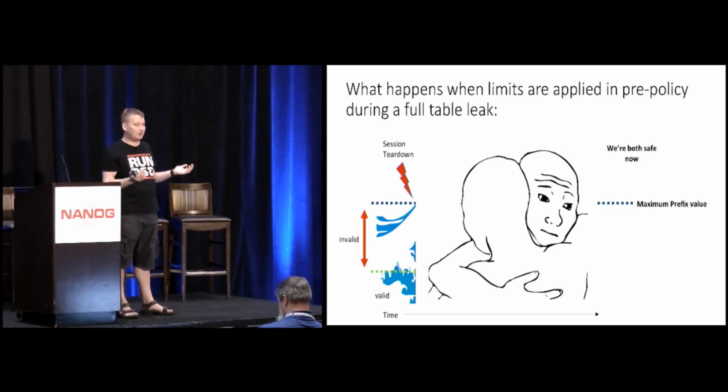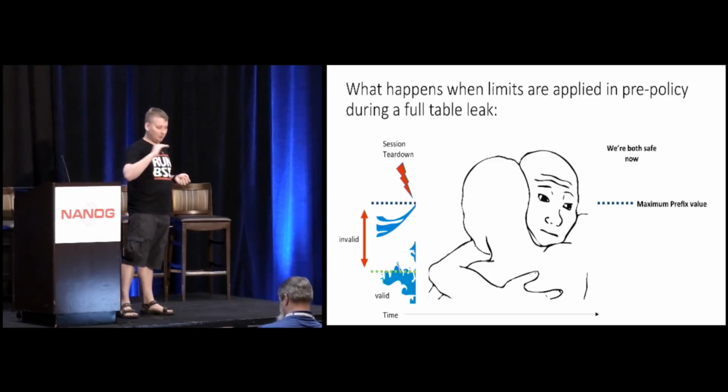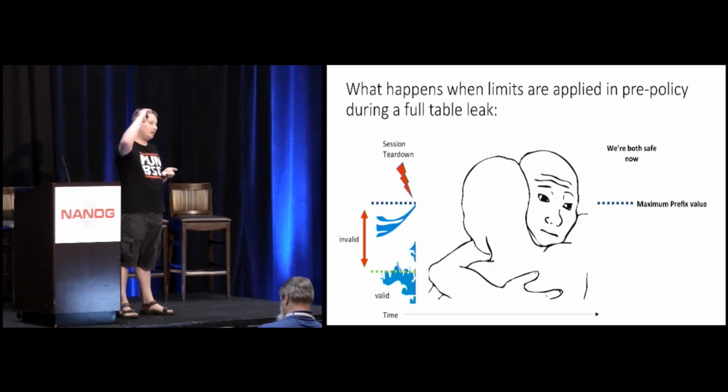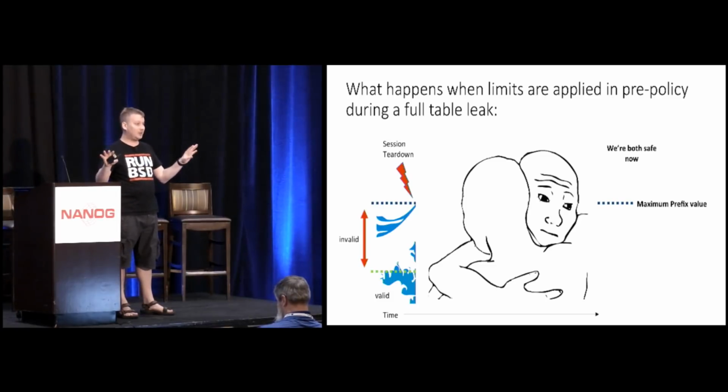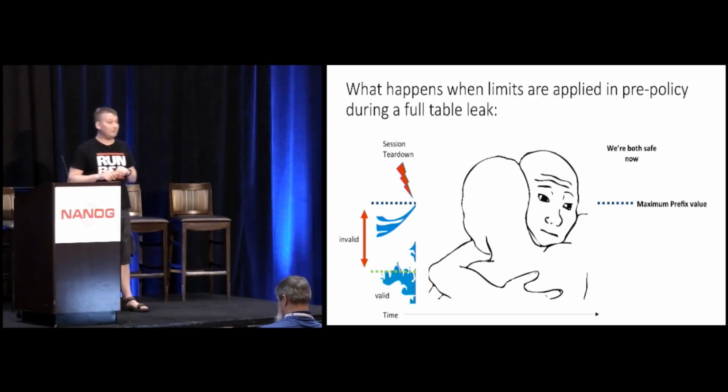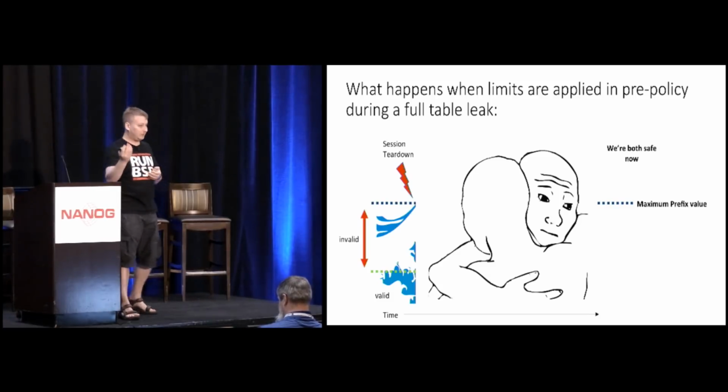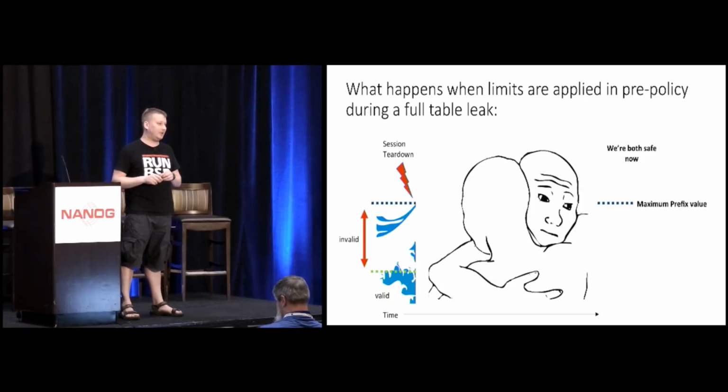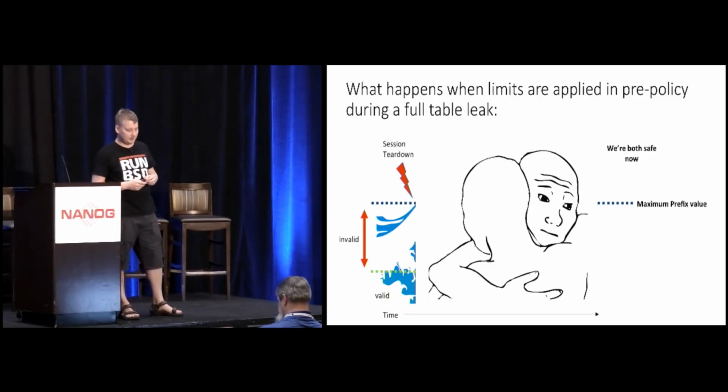They apply the wrong configuration. It happens. They start leaking their full table. At some point, you hit the configured maximum prefix limit and the session is torn down. And even though from that moment on, there is a service disruption specific to that circuit, the total network on both sides is saved and protected from harm, because if the leak would persist, you'd draw in all kinds of traffic and maybe it aggravates the issue.